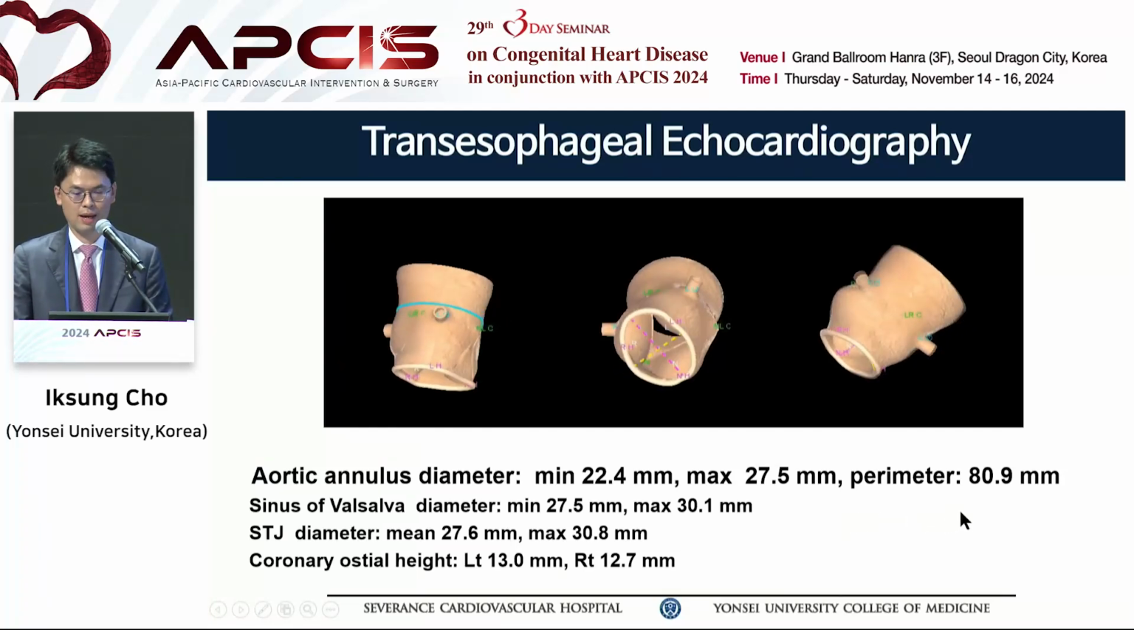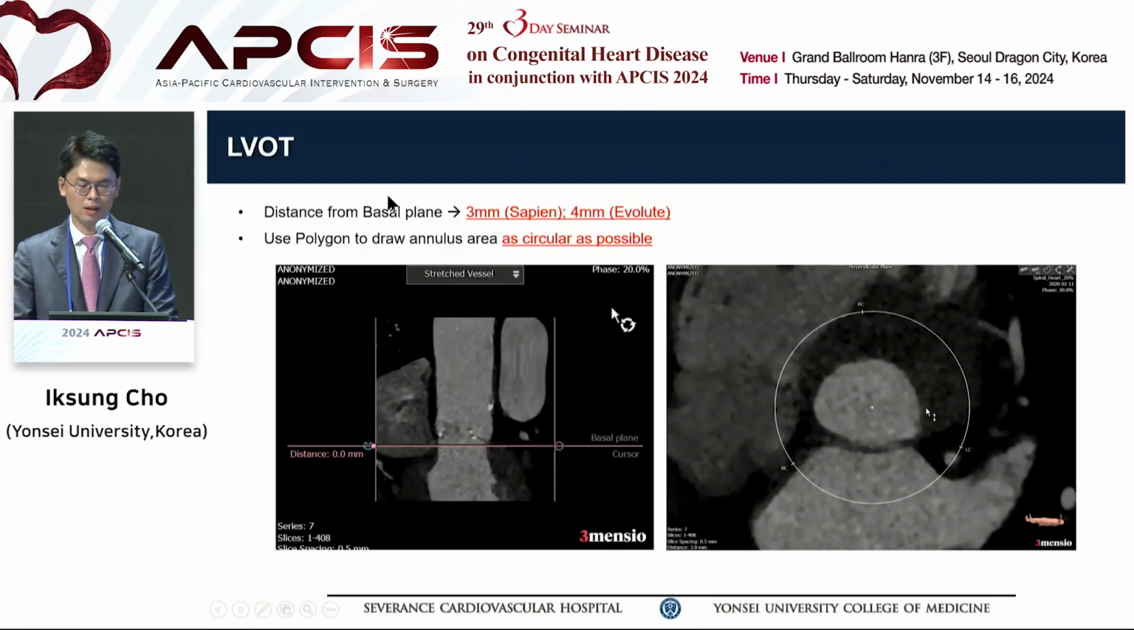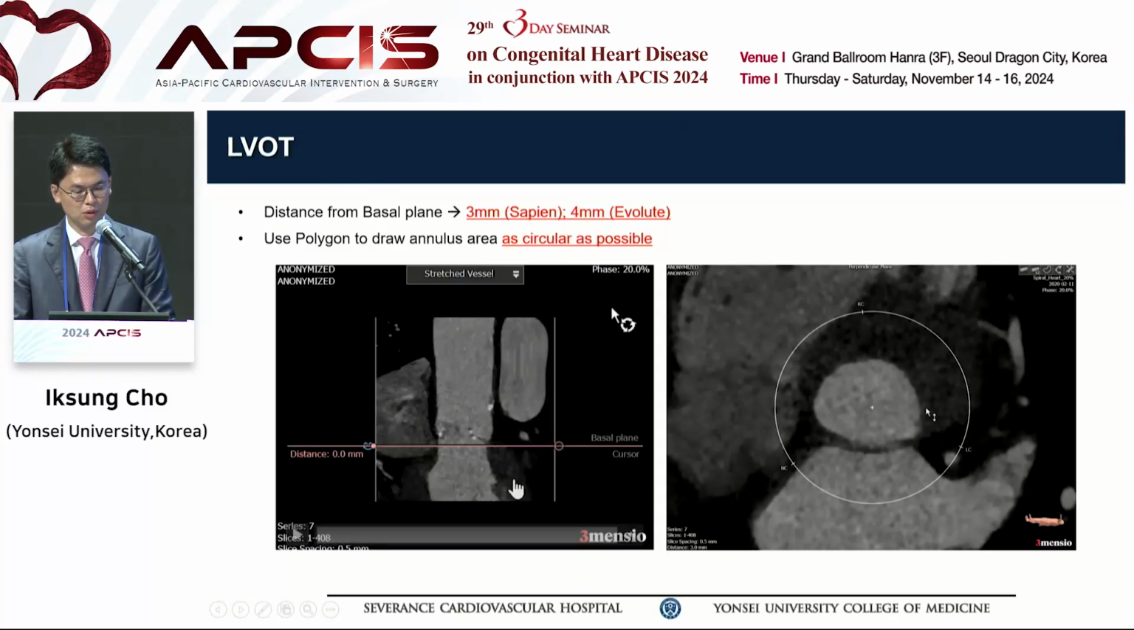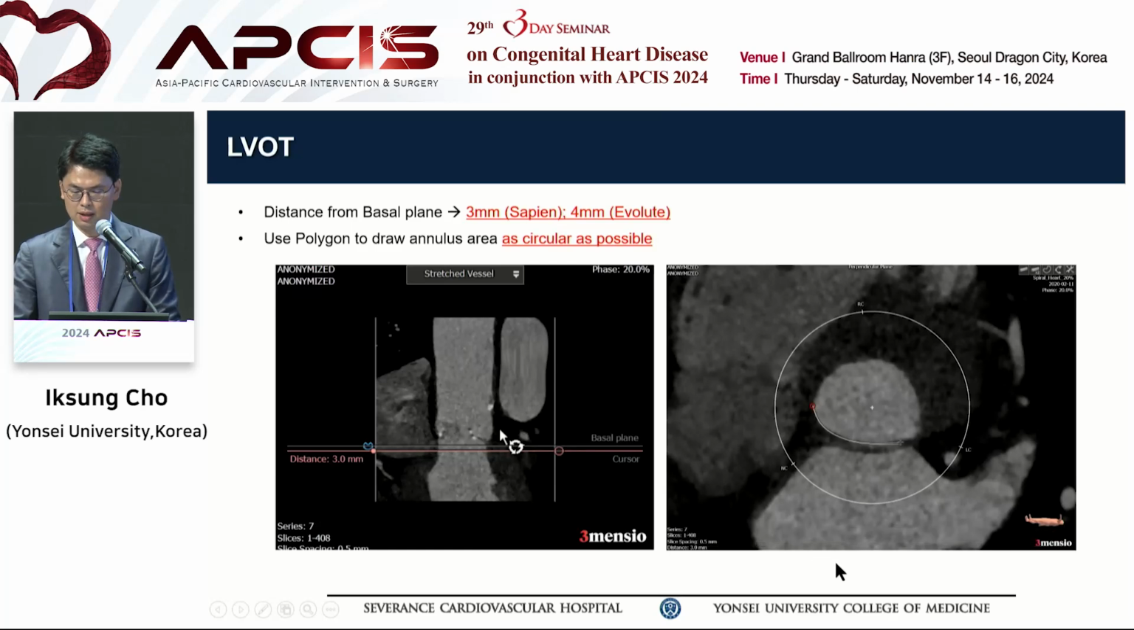So that's what we have to consider when we do the TEE measurement. Next thing we have to do is LVOT measurement. In TAVR procedure, we usually measure 3 to 4 millimeters lower from the annulus plane. That's going to be the LVOT measurement. So the measurement is usually the same. We also provide the perimeter, area, and the shortest and longest diameter in cardiac CT measurement.